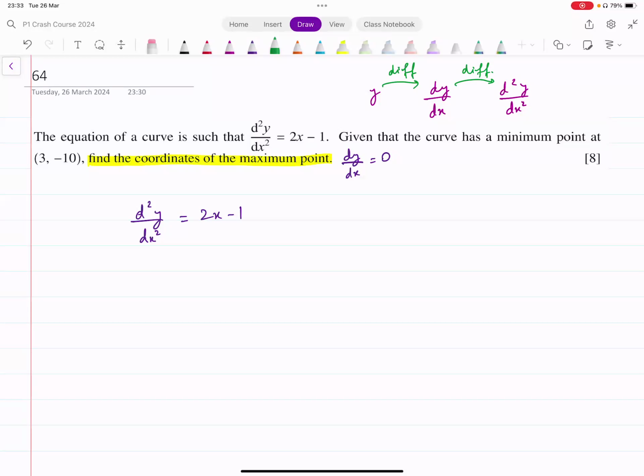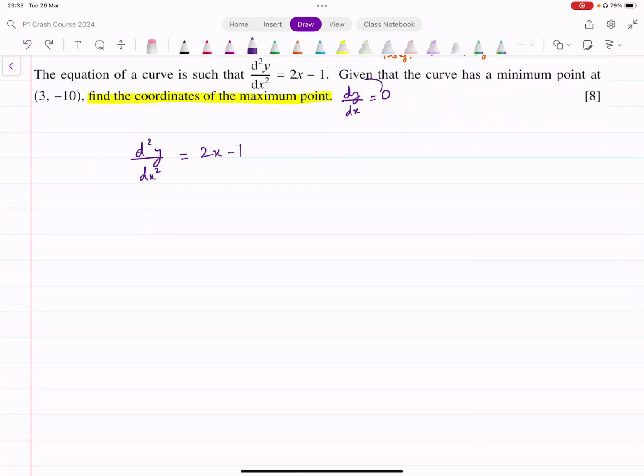If you have to go in the opposite direction, you have to integrate. So if you want to go from dy over dx to y, you have to integrate. And similarly, if you have to go from d square y over dx squared to dy over dx, you have to integrate for that as well. So from right to left, you have to integrate. We have the second derivative given. We want to put the first derivative equal to 0. So the first thing is, let's integrate it to get dy over dx and see what that gives us.